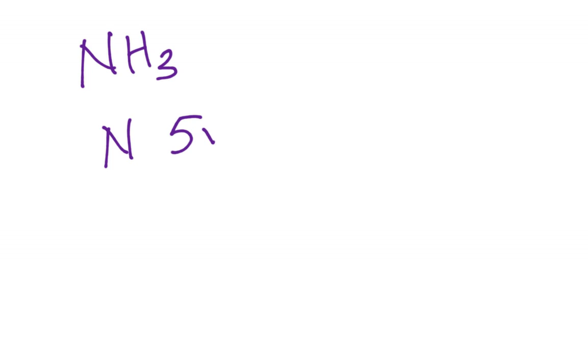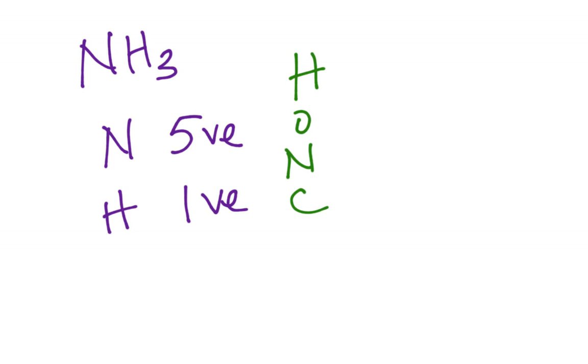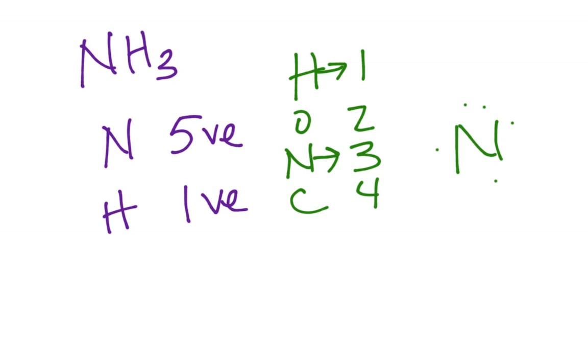Number 35, what would the Lewis structure of ammonia be? So we have NH3 for ammonia. Nitrogen has 5 valence electrons. Hydrogen has 1 valence electron. Always start with the one who needs the most bonds, so remember our honk rule. 1, 2, 3, 4. Nitrogen wants 3, hydrogen only wants 1, so we're going to start with nitrogen. 1, 2, 3, 4, 5. And then we'll just plug our hydrogens in those empty gaps.